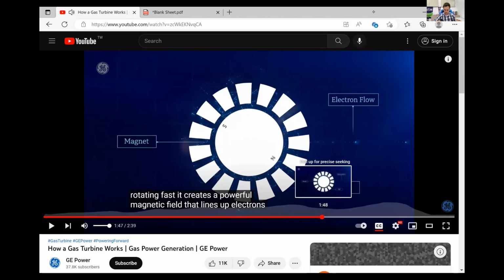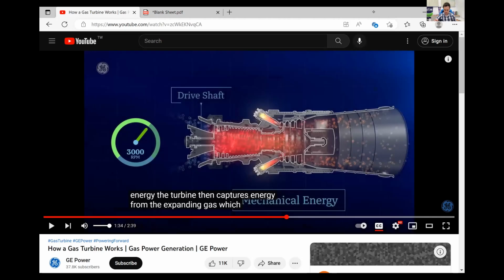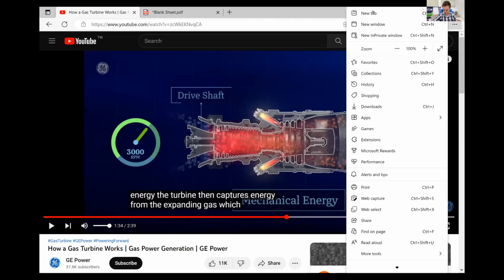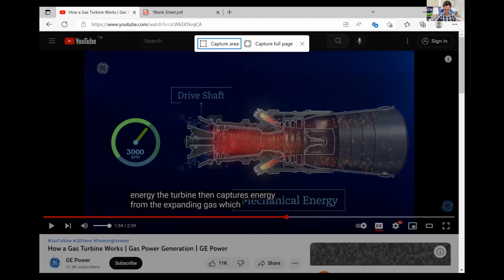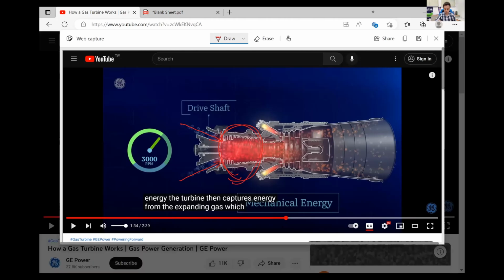All right, so you can see this is air coming in. This is air coming in. So air is compressed in a compressor. This is the compression process. So this is process 1 to 2.